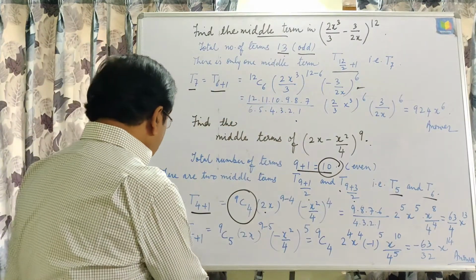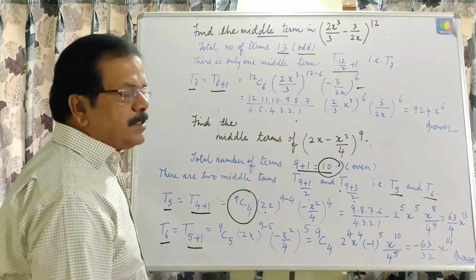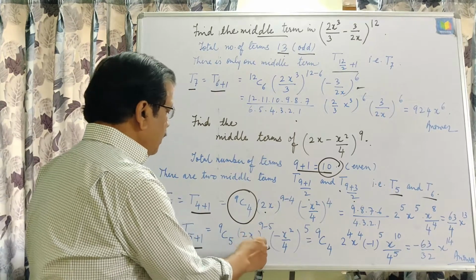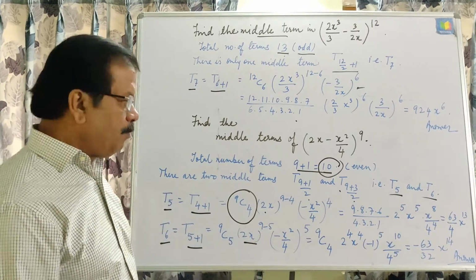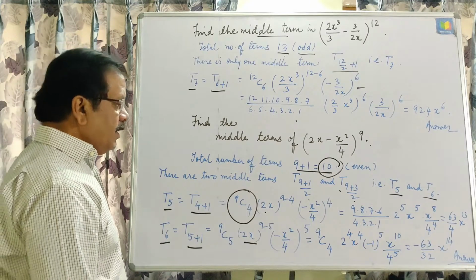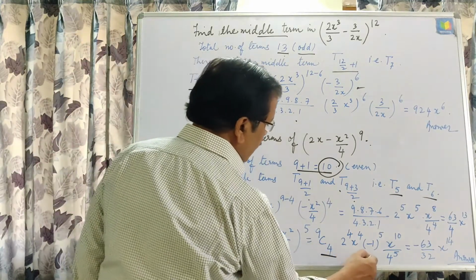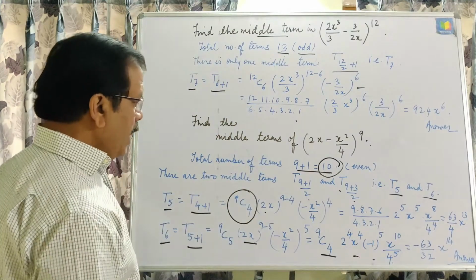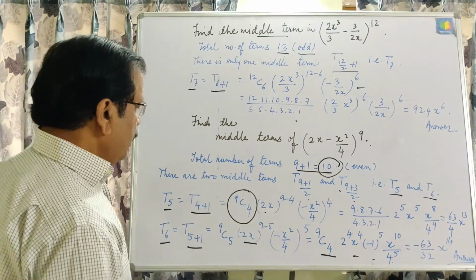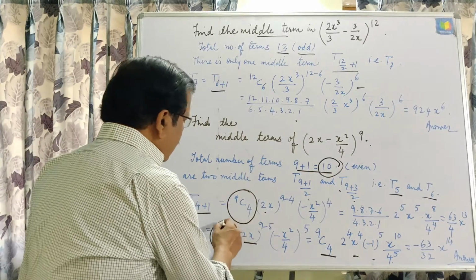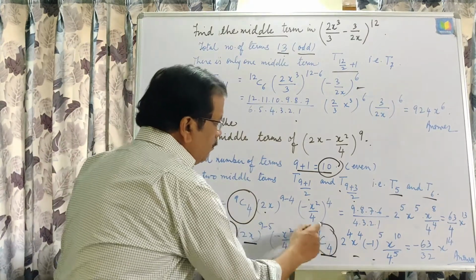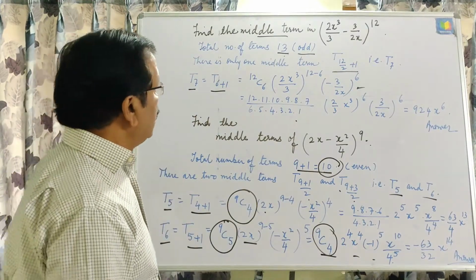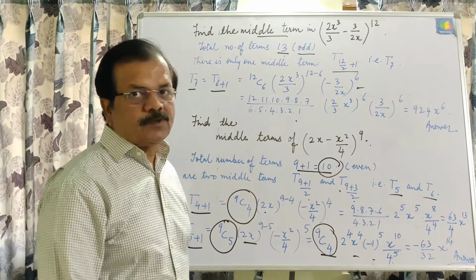And the next middle term will be T6, that is T(5+1). So 9C5 (2x)^(9−5) (−x²/4)^5. And then after simplifying, we get −63/32 x^14. Here 9C5 can be written as 9C4, because we know that nCr is equal to nC(n−r). This is all about this question. Now next question.